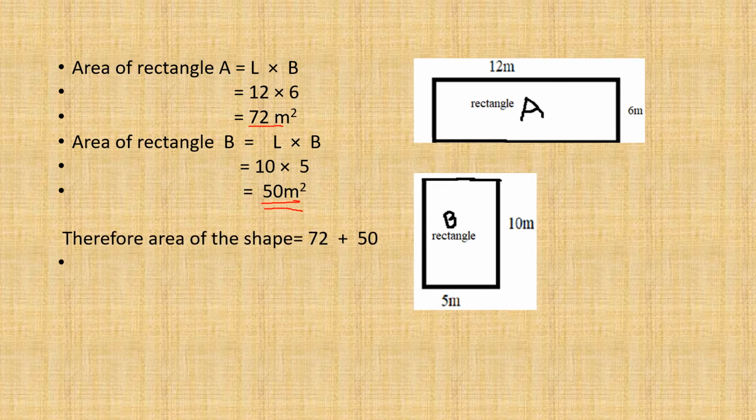So therefore the area of the shape is 72 plus 50. Where did you get the 72 square meters from? This 72 is gotten from the area of the first part of the shape, while 50 square meters is gotten from the area of the second part of the shape. 72 plus 50 will give us 122 square meters. So this is the area of the combined shape. Is that clear? Okay, let's move on to the second example.